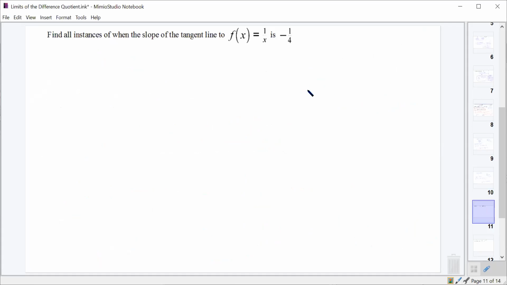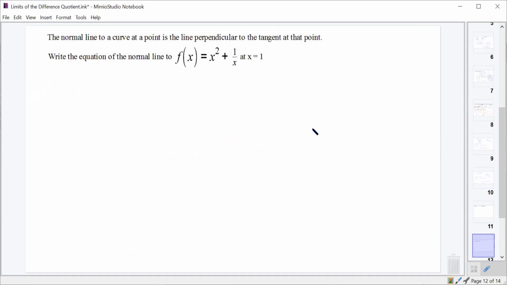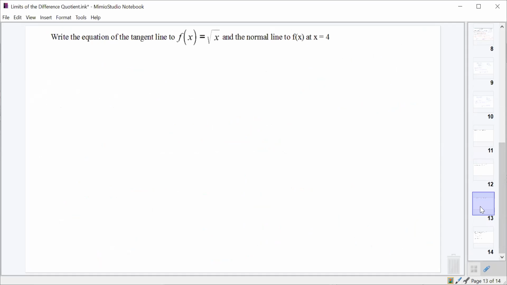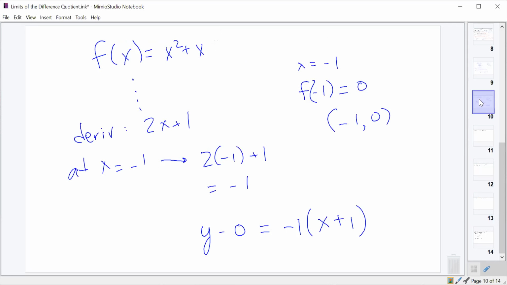But when I start giving you ones like 1 over x, or x squared plus 1 over x, or square root of x, those are going to become a little bit more of a pain to find that difference quotient. So we're going to do a few of those, and then we're going to apply some generic rules to make life easier. Any other questions on that today?